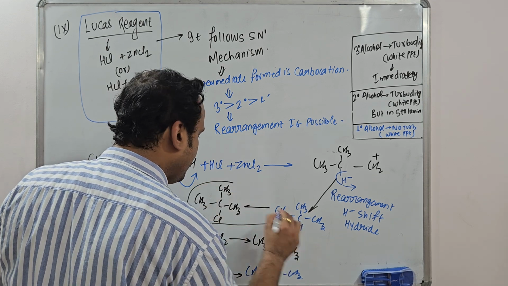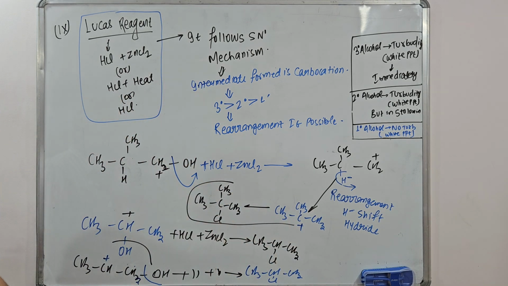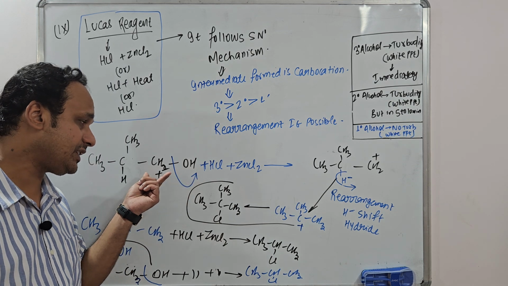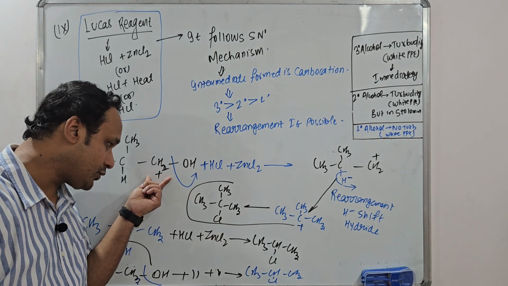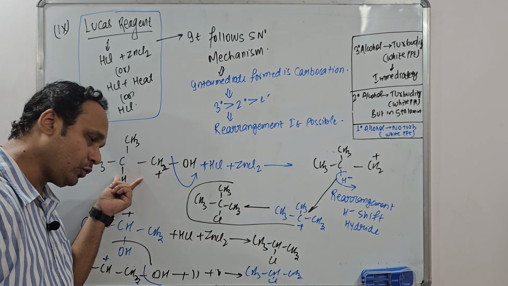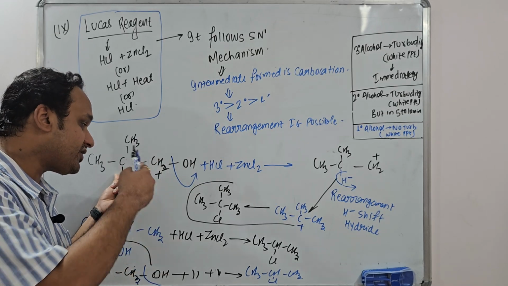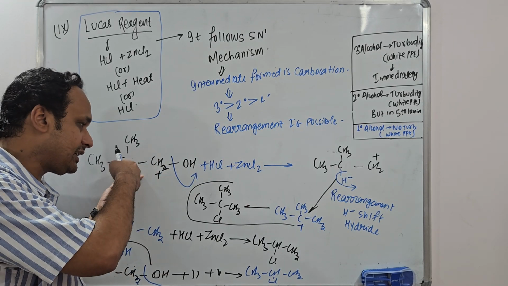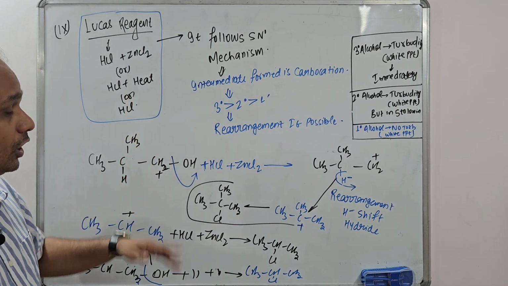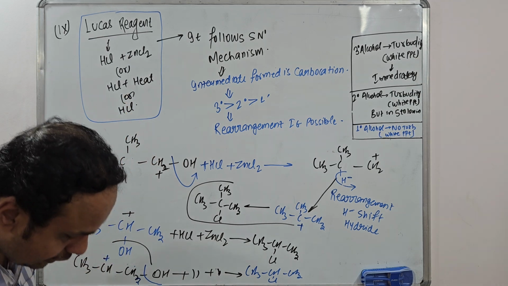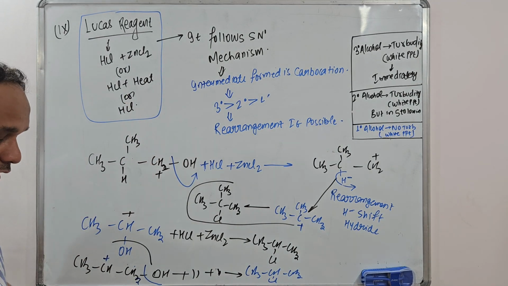What I am trying to say is that whenever OH is attached to a carbon that is 1 degree and just adjacent to it is 2 degree, the Cl will attack over there and one hydrogen comes over here. If it is 3 degree, then hydrogen comes over here and Cl will attack over here. So this is all about the preparation of alkyl halide from alcohol.